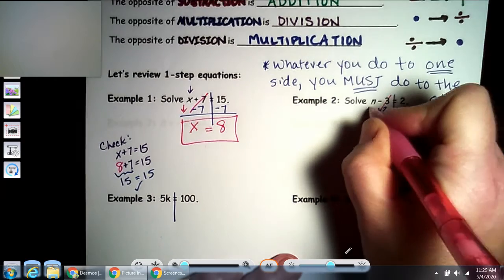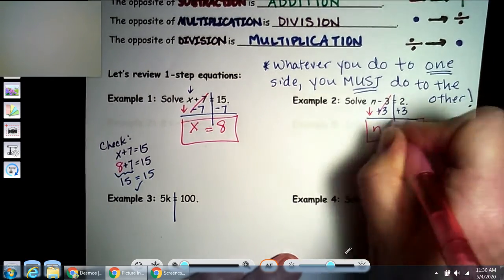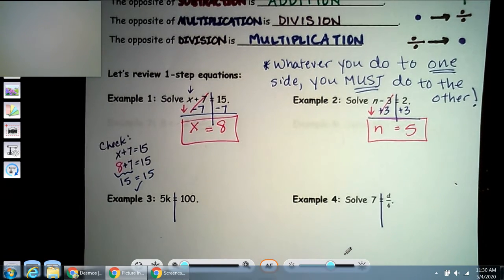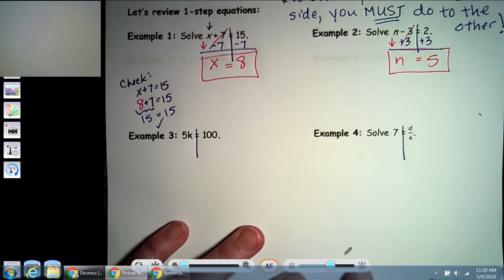These cancel out. I bring down the n. 2 plus 3 is 5. So my solution is n equals 5. Okay. Let's look at 2 more examples before we get into multi-step equations.